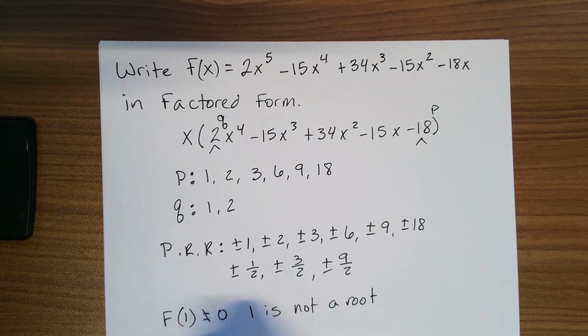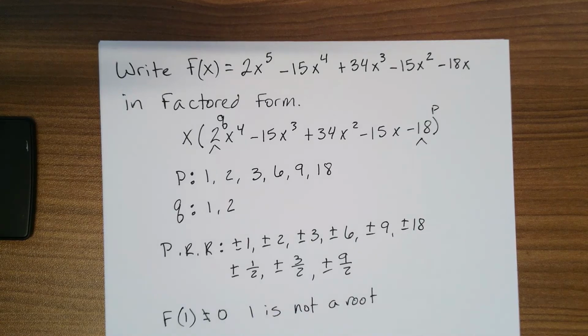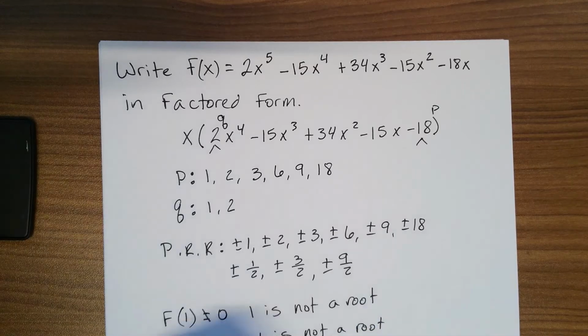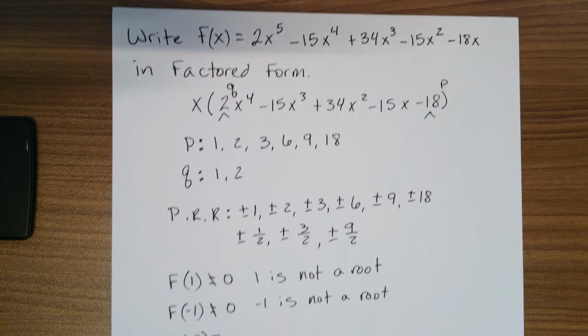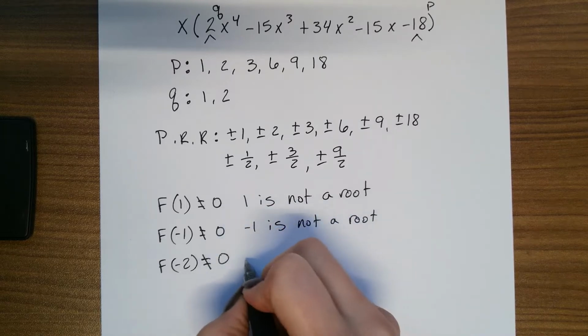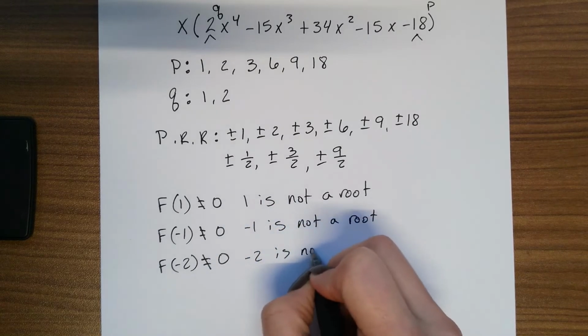So I'll go to negative 1. Again, plugging that into my calculator, I again do not get 0. So I know negative 1 is not a root. So let's go to negative 2. Plugging negative 2 into my calculator, again, I do not get 0, so I know negative 2 is not a root.